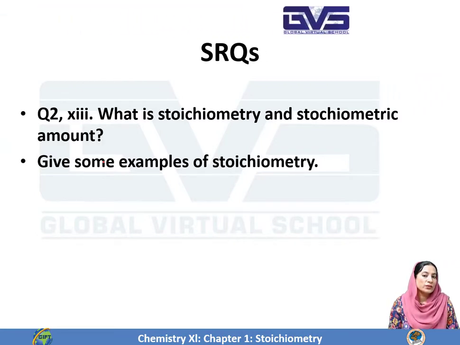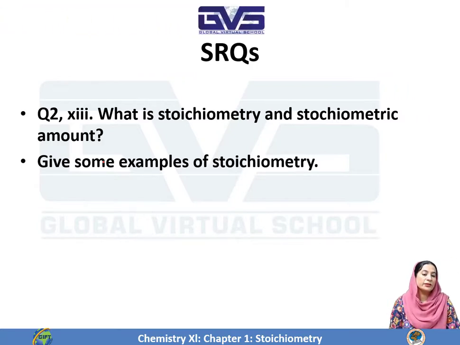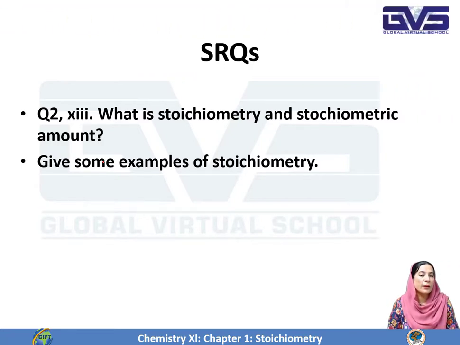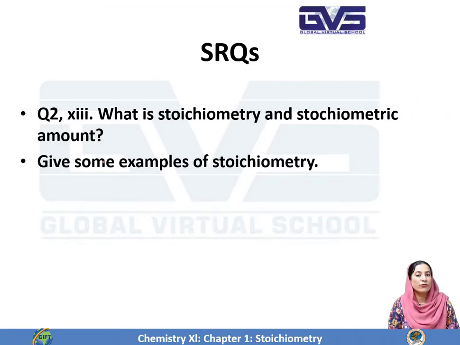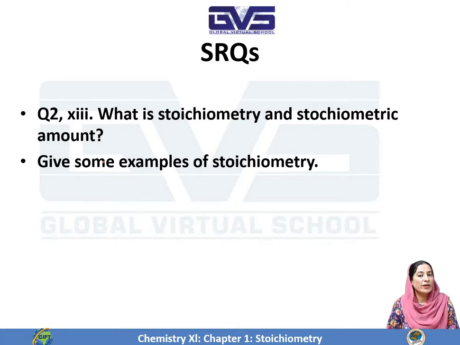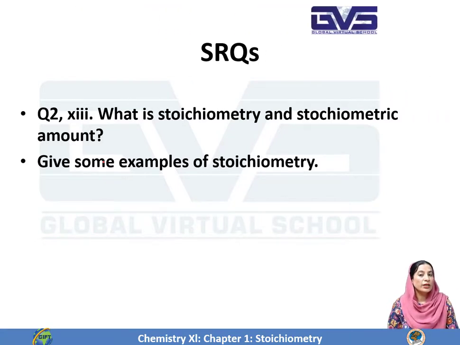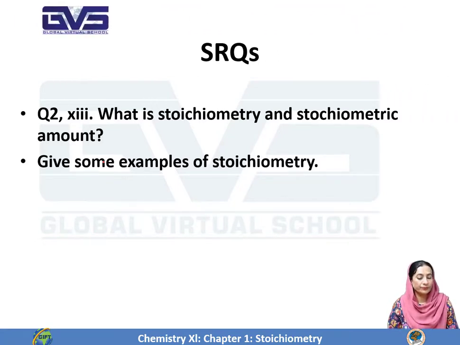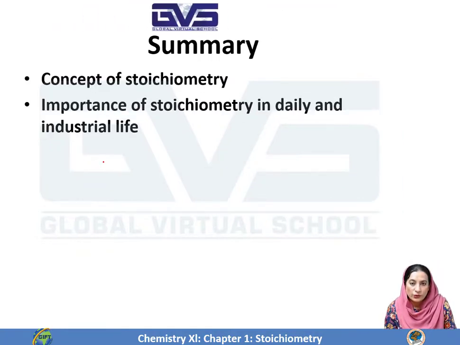So whenever the question asks what is stoichiometry, you define it with an example. When it asks you to give examples, just quote the examples. I have given you a lot of examples, like formation of water and formation of ammonia, from daily life and from industrial life. If the question is a short response question, you can give 2 to 3 examples. So this was all about the concept of stoichiometry.